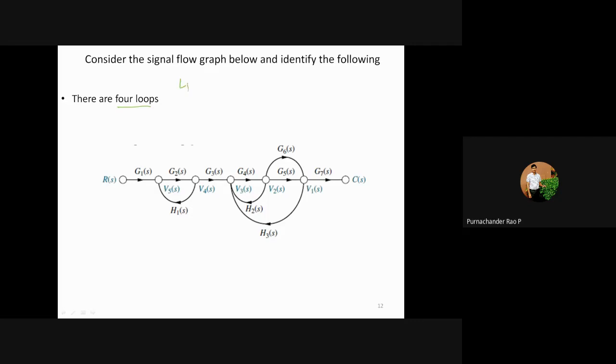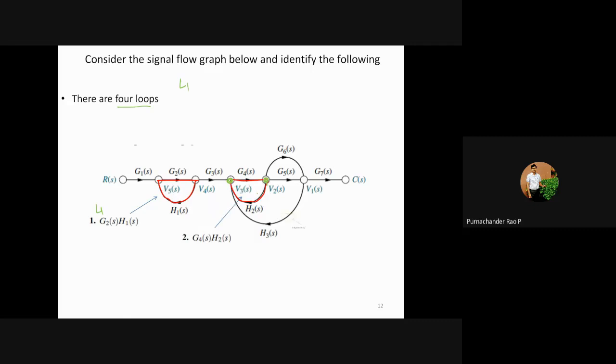We need to check. So this is a loop L1. L1 is nothing but G2 H1, G2 of S into H1. This is the loop L1 we'll consider. Then what is the second loop? Just you see this here. So G4 H2. You are starting from this point and moving towards another node, then coming back. So this is a loop.